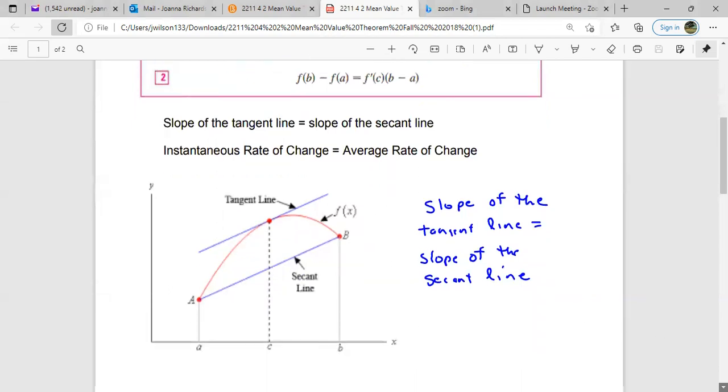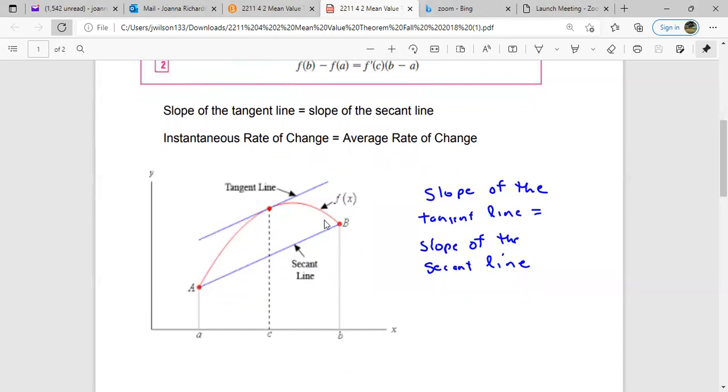And this is just a little picture explaining. Say this is the curve in red, and this is from a to b, and the curve is continuous on a to b, and it's differentiable on a to b. And this is the tangent line, and this is the secant line between points a and b. Somewhere, say c, on the interval from a to b, there is an x value for which the slope of the tangent line is equal to the slope of the secant line. So you see these two lines are parallel, so that means they have the same slope.